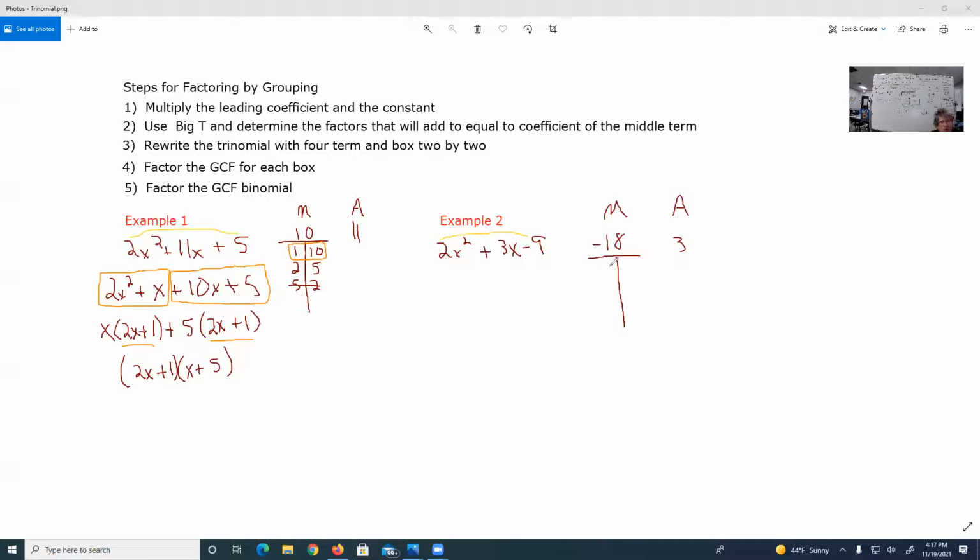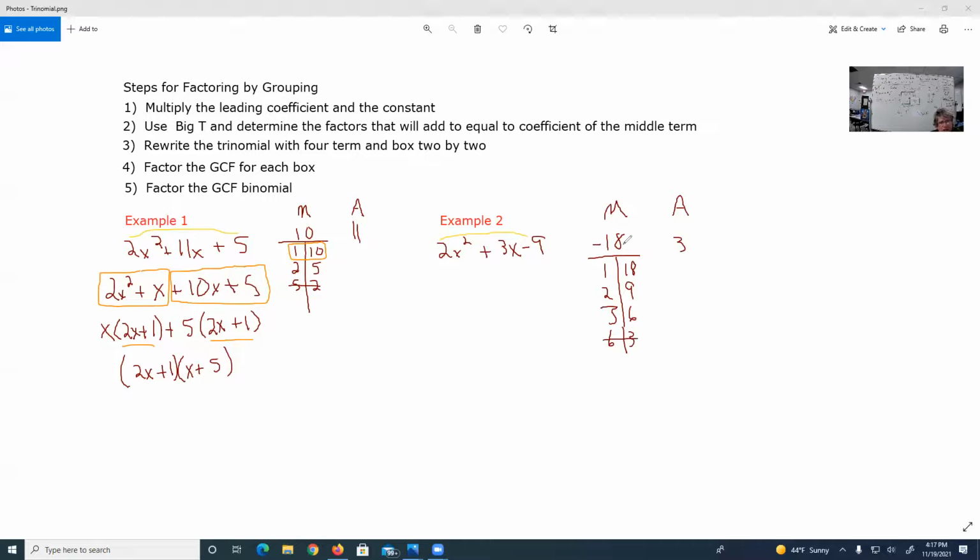So the factors of 18 to start with, 1 and 18. I'm going to leave the negative out for the time being, just focus on the factors of 18. 2 and 9. 3 and 6. 4, I don't see. 5, I don't see either. 6 and 3. But now we're repeating, that tells us our factorization is done there.